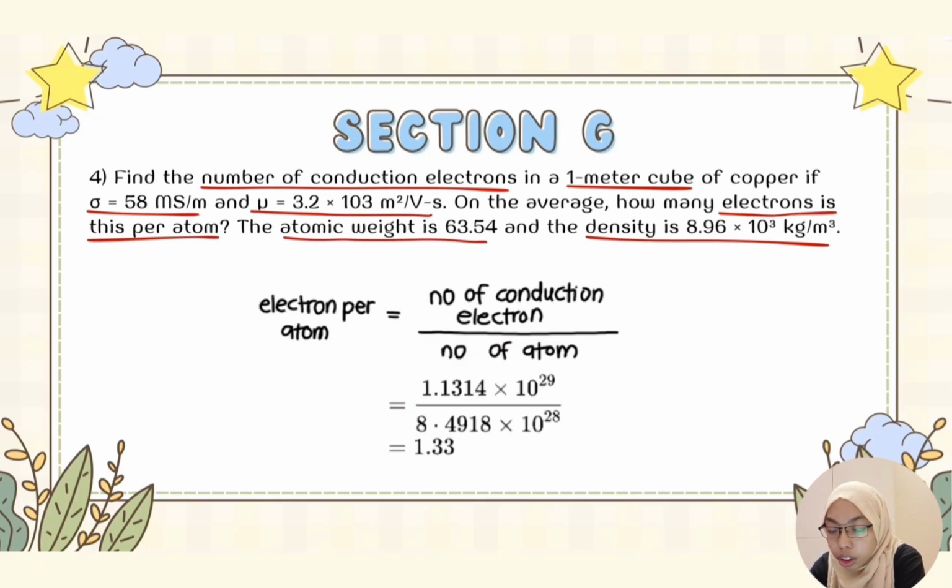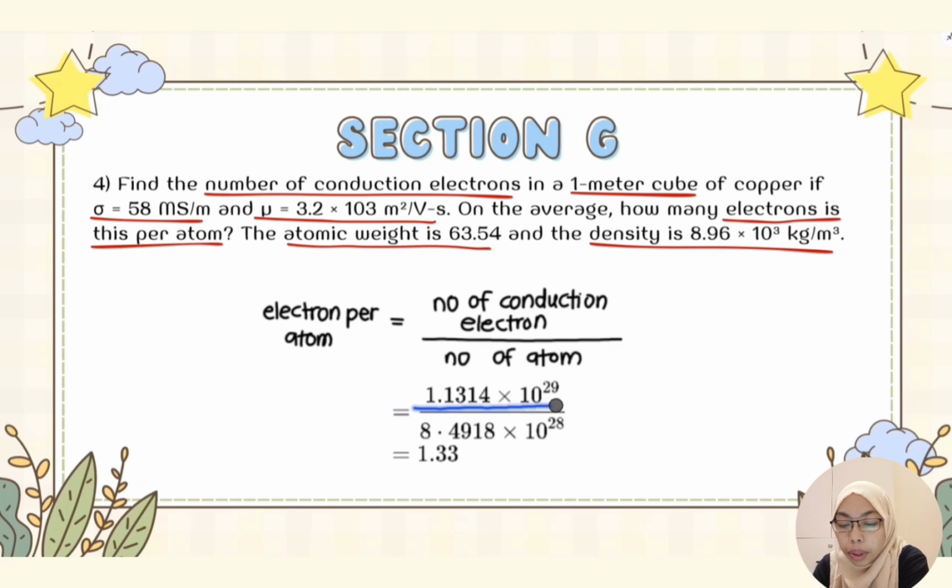And then when we have the number of conduction electron and also the number of atoms, we can find the electron per atom, which is number of conduction electron divided with number of atoms. We can get 1.1314 times 10 to the power of 29 over 8.4918 times 10 to the power of 28, and the final answer we can get 1.33.